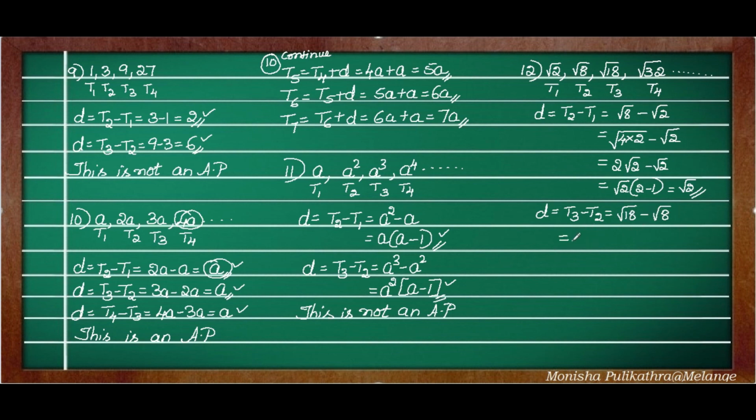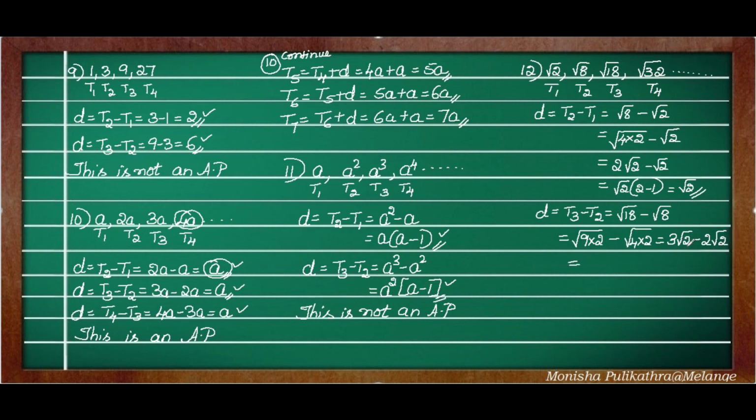Root 18 and root 8. Root 18 we can split as 9 twos are, then 8 as 4 twos are, right? So what is the square root of 9? The square root of 9 is 3. So when we take 9 outside, it will become 3. Then the remaining will be 3 root 2. Minus, when we take 4 outside, it will become 2. The square root of 4 is 2. It will be 2 root 2, right?